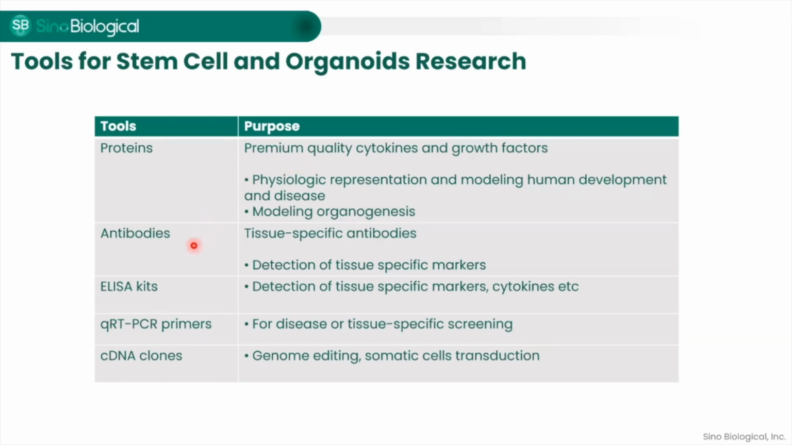Then we have the antibodies that serve in characterization. They help in detection of specific protein biomarkers in cells and organoids, and they are used in techniques ranging from IHC to flow cytometry and Western blotting. Then similarly, we have ELISA kits that are used for detection of tissue-specific markers and cytokines. And then we also have the PCR primers and cDNA clones that can be used in the screening and then genome editing and transduction of somatic cells.